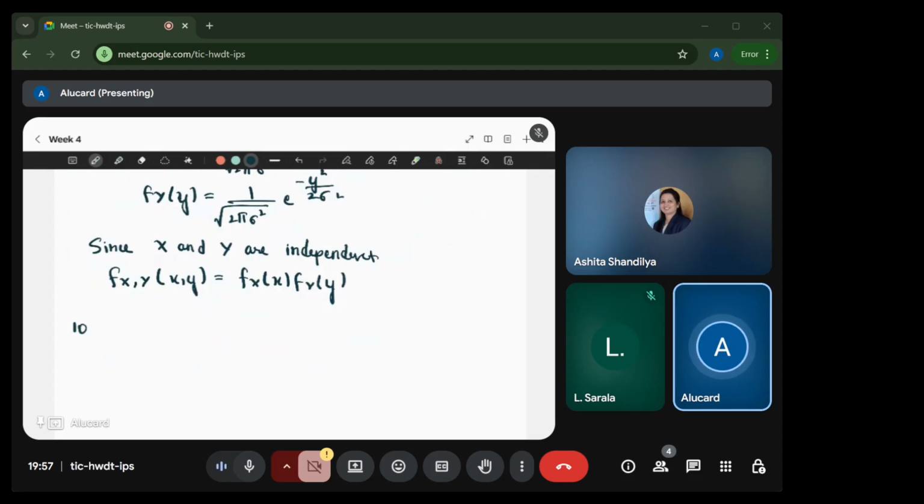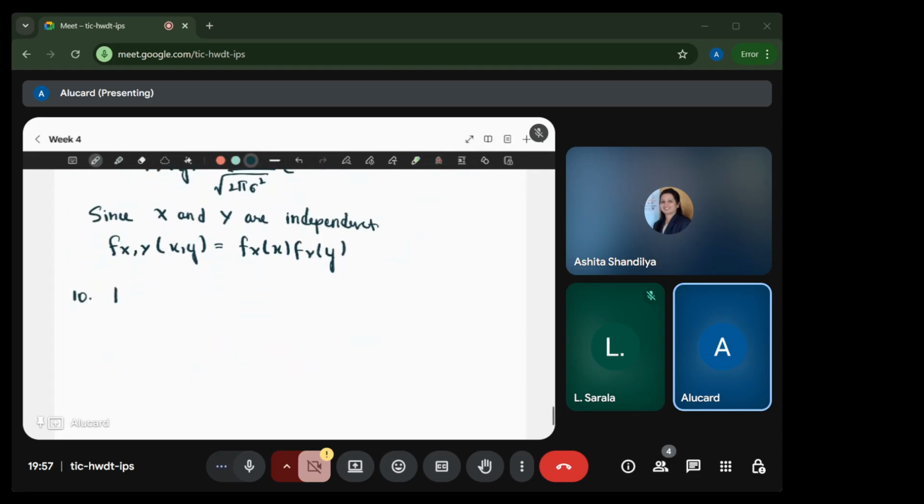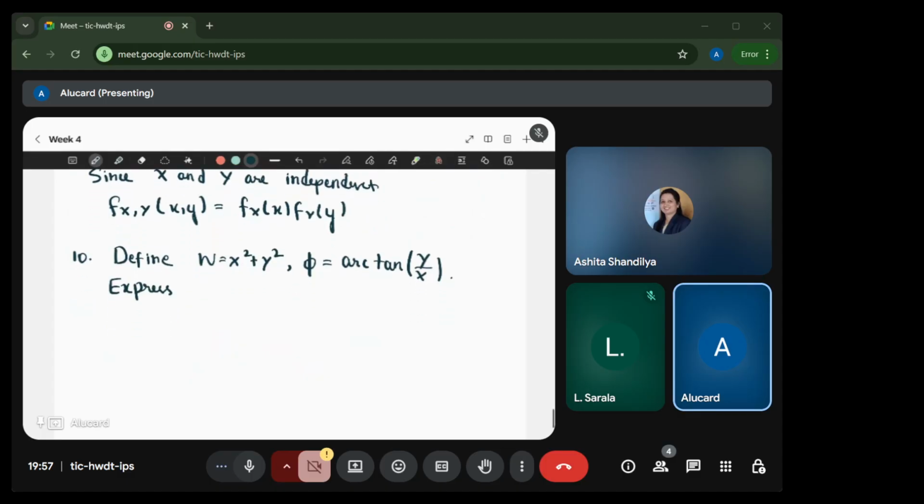Then question 10 asks, define w equals x squared plus y squared, phi equals arctan of y over x. Express x and y in terms of w and phi.